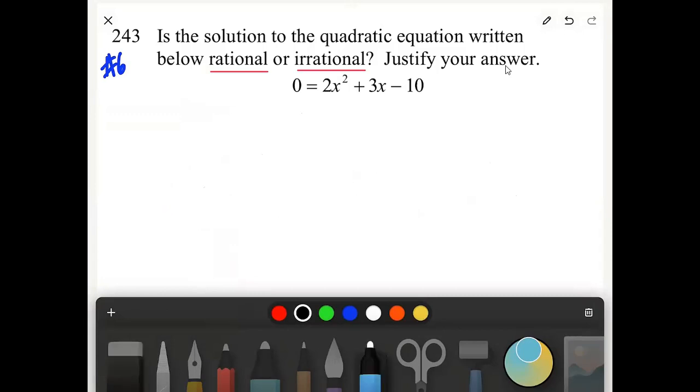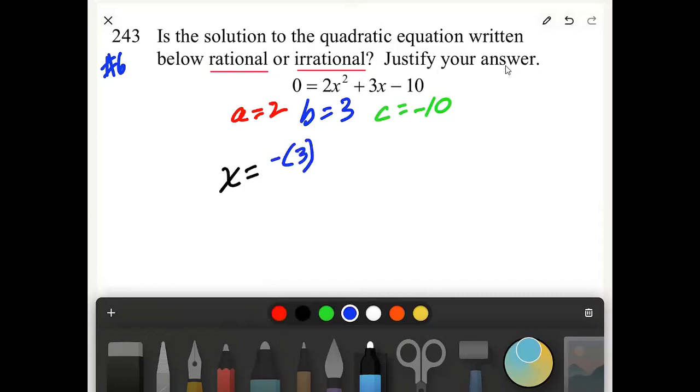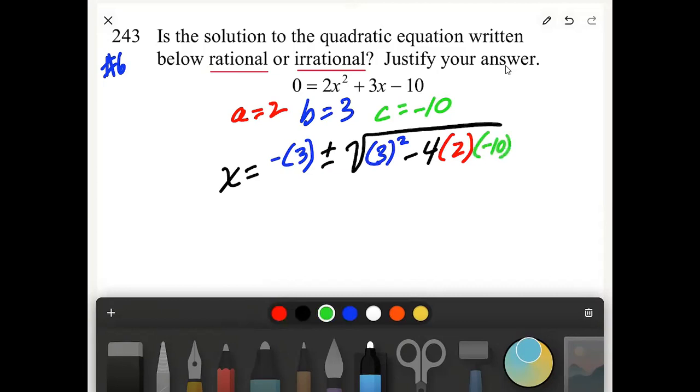All right, so now we're going to do the same thing we've been doing. We need to write the coefficients. A is 2, B is 3, C is -10. We're going to store that into the formula. So it's going to be x equals a negative 3 plus or minus the square root of 3 again, squared, minus 4 times 2 times -10. And then that's all going to be over 2 times 2.